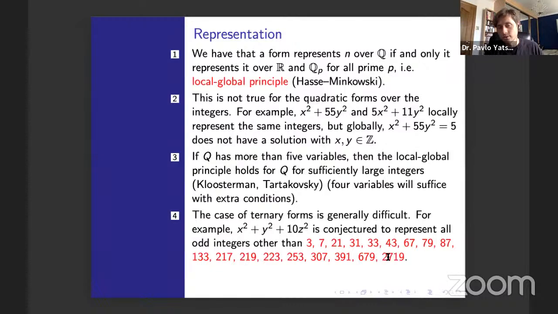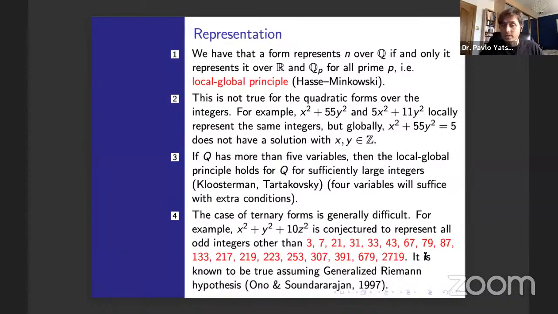Later it was also found out that this form doesn't represent 2719. And this is the so-called Ramanujan's ternary conjecture, which says that this form x squared plus y squared plus 10 z squared represents all odd integers other than these, highlighted in red. And this was actually proven, but only under the generalized Riemann hypothesis. And it's, we can say, a recent result, a 24-year-old result.